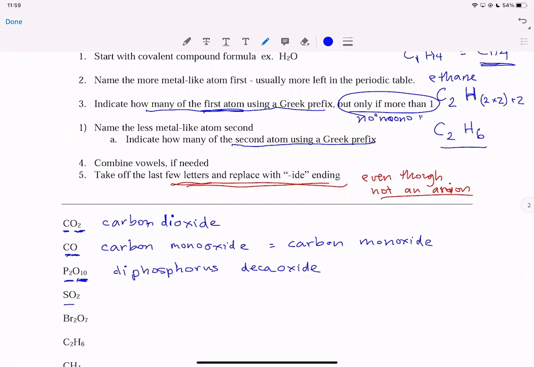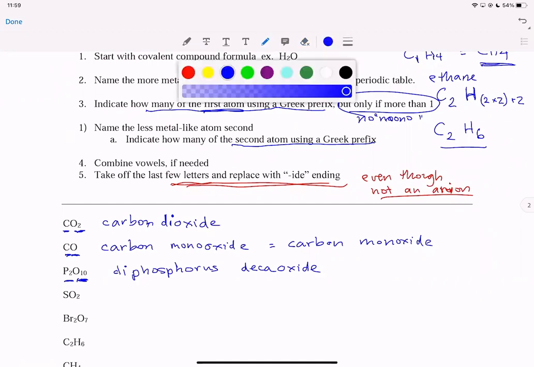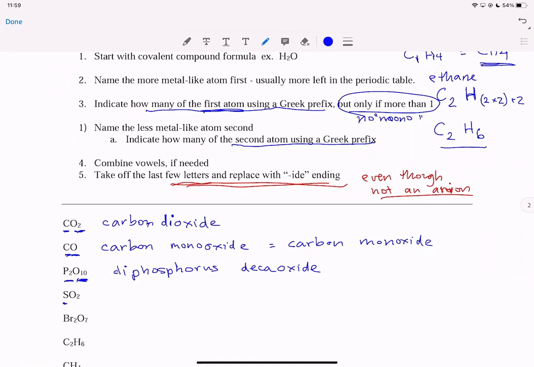The next one is SO2. So the first element is sulfur. And for the first element, when there's only 1 of those, you just jump right into the element name, not monosulfur, but sulfur. And then the second element, there's 2 of. The second element is again oxygen. So this is going to be oxide, not oxygen. And to indicate the 2 of those, you want to add the prefix dioxide. So that's sulfur dioxide. That's the air pollutant we talked about last time.